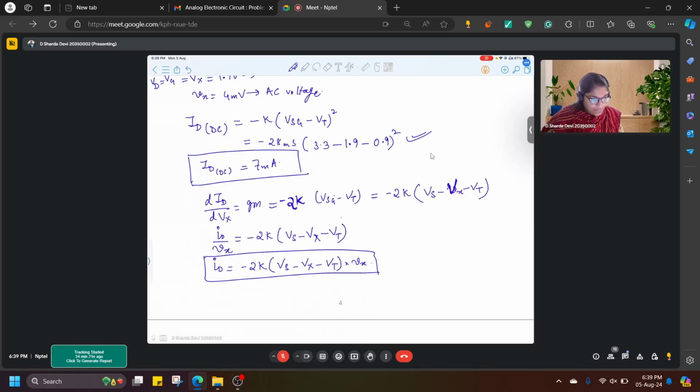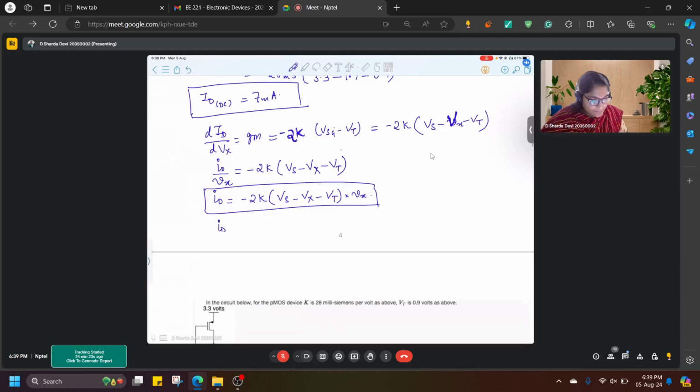So from here we can find the small id. First of all, how many of you understood how we are getting this formula? How are we approaching this?